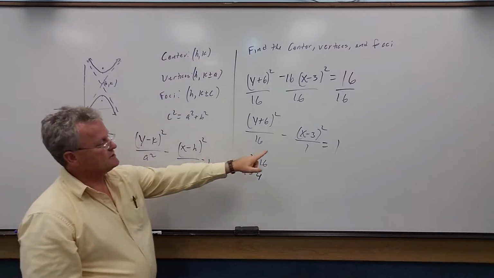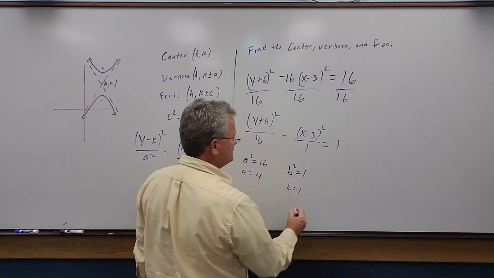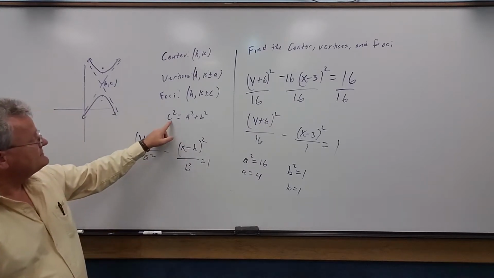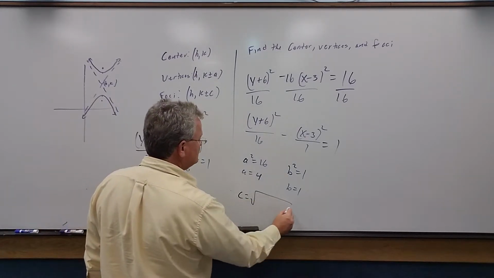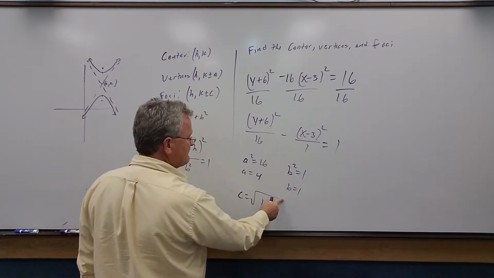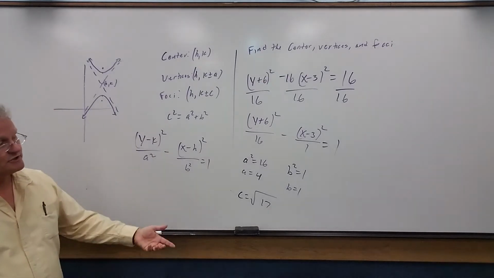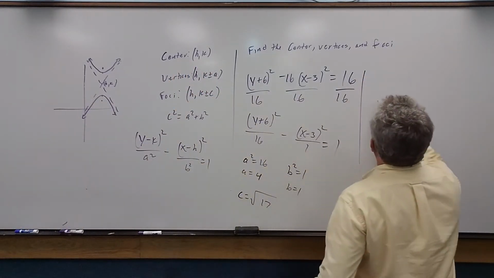B squared is 1. The square root is also 1. And c is the square root of a squared plus b squared. So it's the square root of 16 plus 1, which is 17. Now we just plug everything into our formulas here.